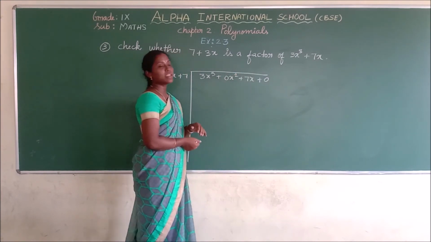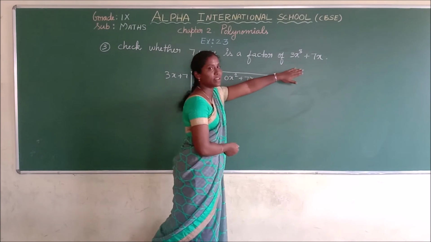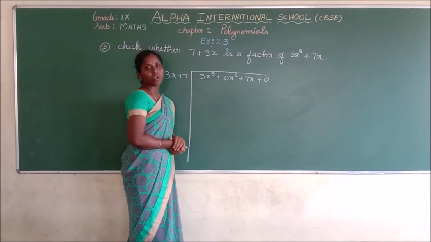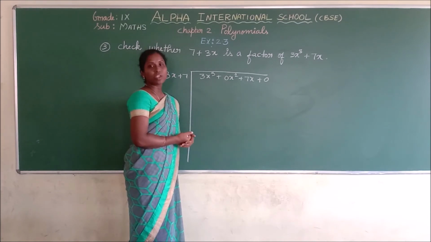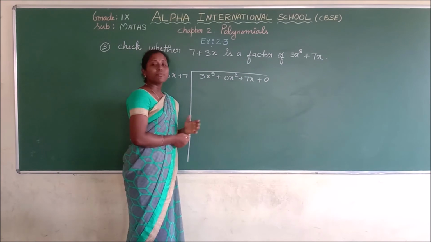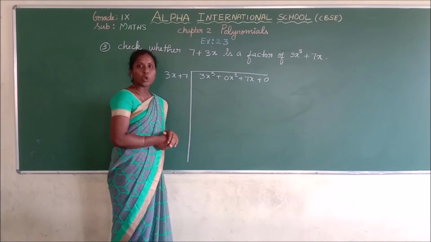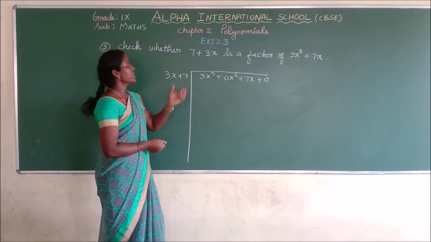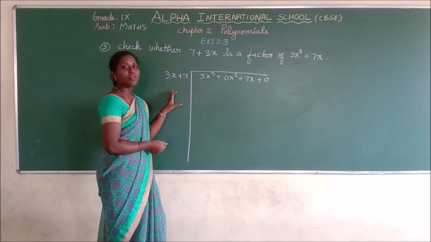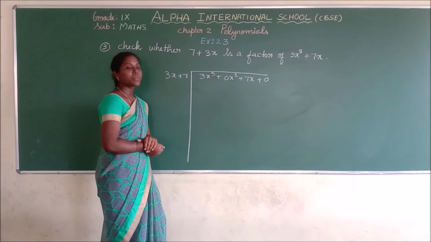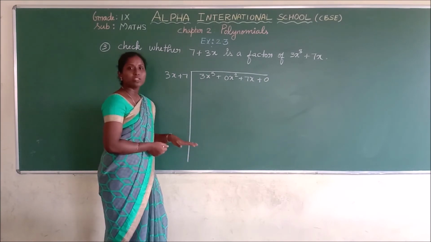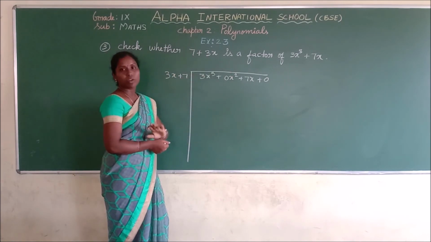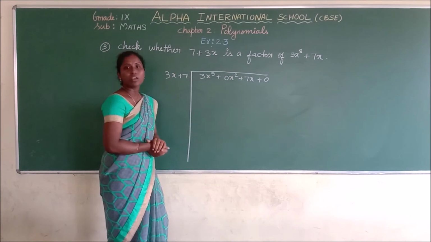Okay. So the question is indirectly, you have to divide 3x cube plus 7x by 7 plus 3x, and check whether it is a factor or not. How to check? If the remainder is 0, as I already said in the earlier problem, then we can say that the divisor is a factor of the given polynomial. Now we are going to check whether we are getting the remainder 0 or not. If we are getting the remainder 0, we can say that 3x plus 7 is a factor of the given question. If it is not 0, it is not a factor.